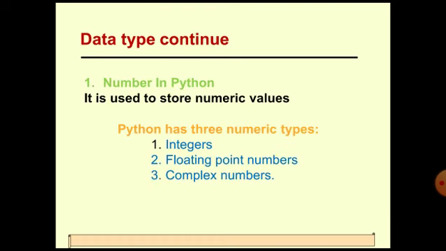So first of all, the number data type in Python, what is it used for? It is used to store numeric values. There are three types of numeric types. First is the integer type, which means those numbers which are not decimals or fractions. Second is floating point numbers, or real numbers, or decimal numbers. Third one is complex numbers. Complex numbers are those numbers which have two portions: one is the real portion and one is the imaginary portion. These are the three numeric types which you can store in your Python program.